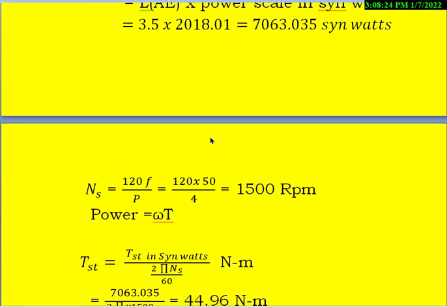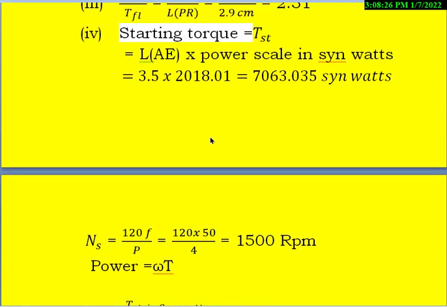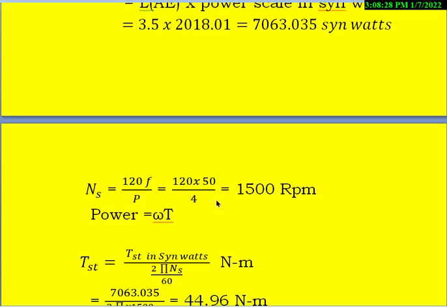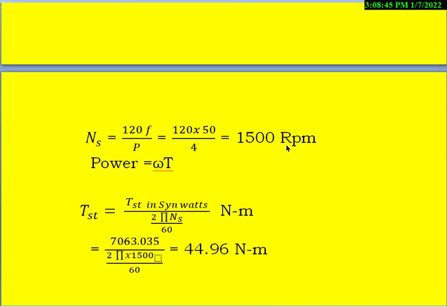Suppose we want to know the starting torque in Newton meters, then we have to calculate the synchronous speed of the motor. The synchronous speed formula is 120 F by P, where P is the number of poles and F is the supply frequency to the motor. So 120 into 50 divided by 4, then we get 1500 RPM as the synchronous speed.